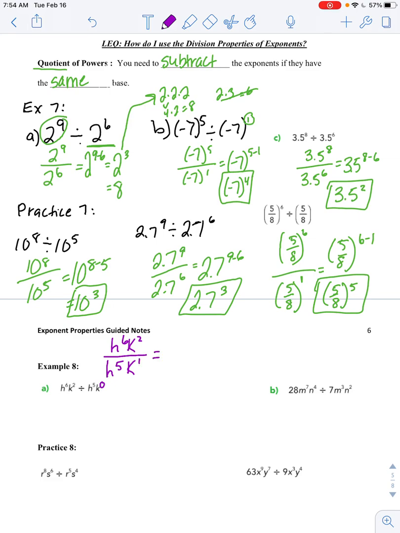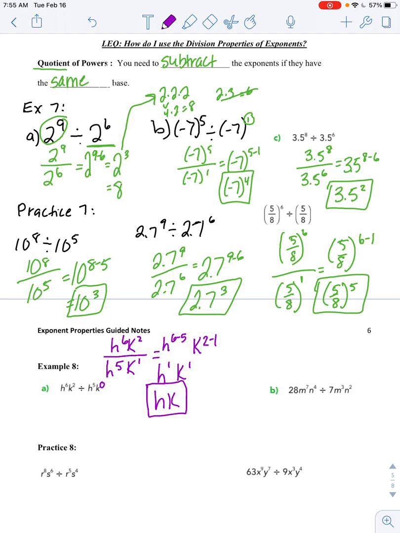So keeping your bases together, I have two h's. I have h to the 5th and h to the 6th. So that's going to give me h to the 1st. Okay? And then I have k to the 2nd minus the 1st, so that's k to the 1st. You're not going to see the exponents, so it's just going to be hk as your final answer. Remember, if there's an exponent of 1, you don't need to write that.